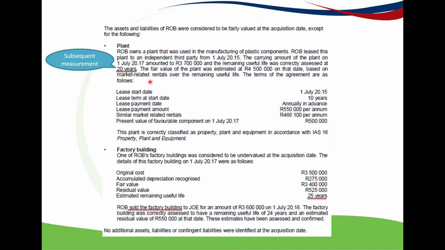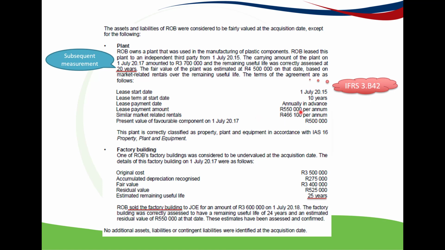The terms of the agreement are as follows. You can see the lease started on 1 July 2015 for 10 years, so it's not the full useful life of the plant. There's the lease payment date, the lease payment amount, and then we can see similar market-related rentals, it's different. So we know that then gives rise to a favorable or unfavorable component. In this case, it gives rise to a favorable component because we are receiving a higher rental than what the market-related rental would have earned us.